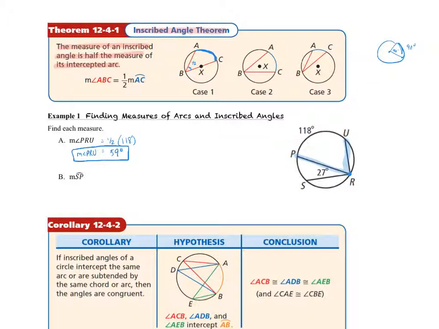Okay, the measure of arc SP. Well, let's take a look at arc SP. It's right here, and it's coming off of an inscribed angle that's 27 degrees. So that angle, the 27, is equal to 1/2 of arc SP. So divide both sides by 1/2. But when you divide by 1/2, it's really like multiplying by 2. So you should get double that. So 54 is equal to the measure of arc SP, 54 degrees.